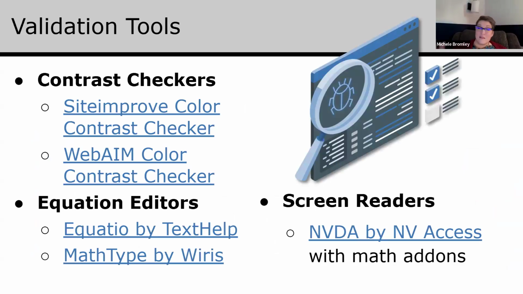So a summary of some solid validation tools for complex graphics, equations, and formulas, specifically color contrast checkers. So there's the Site Improve color contrast checker, the Web Accessibility in Mind color contrast checker, equation editors or equation editing software. There's Quatio by TextHelp, MathType by Wiris, screen readers or screen reading software. There's non-visual desktop access or NVDA by NV Access, or JAWS, specifically alongside the MathCAT or Access8Math add-on.